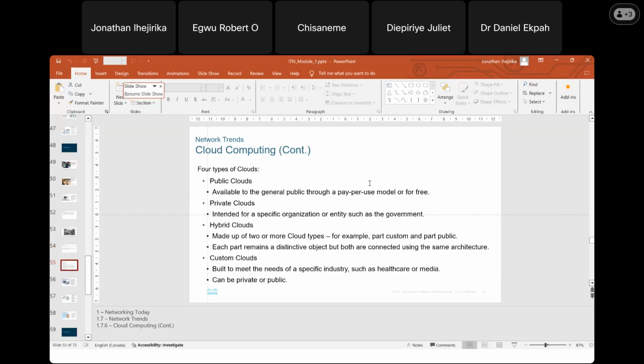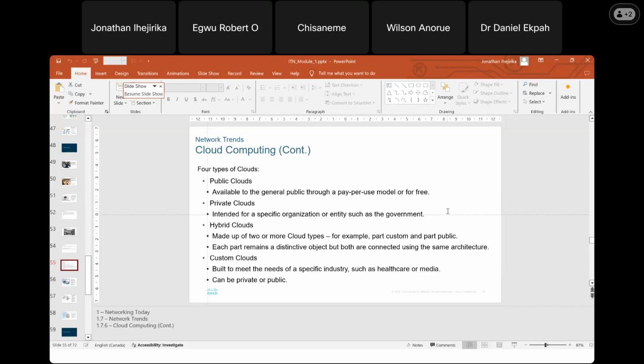So there are 4 types of cloud. We have the public cloud, which is available to the general public through a pay-per-use model, and sometimes they are for free. That is the public cloud. We have the private cloud as well, which is intended for a specific organization or entity, such as the government. So public cloud and private cloud, now we know the difference. Once it's public, it's made public. Once it's private, it's private.